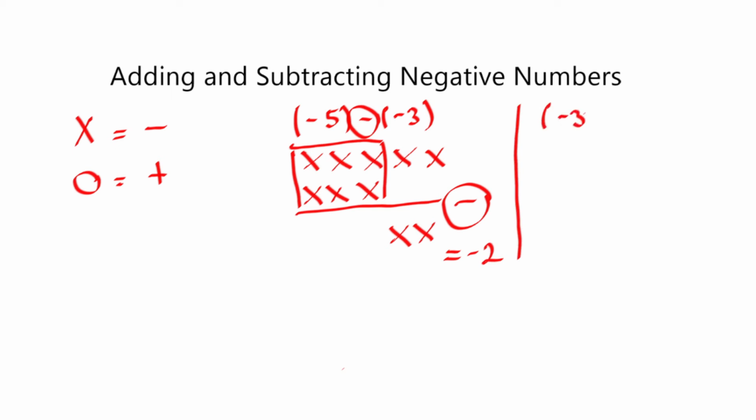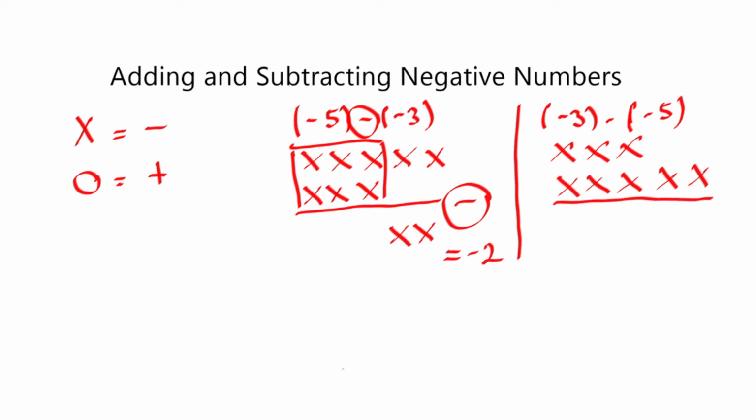Let's try a second one. Let's try minus 3 minus 5, which I think it's a bit harder. So we have to represent 3 negative counters and 5 negative counters. Okay, and the relationship between them, the operation here, is minus. Here we have 3 negative counters, and from those 3 we need to remove 5.